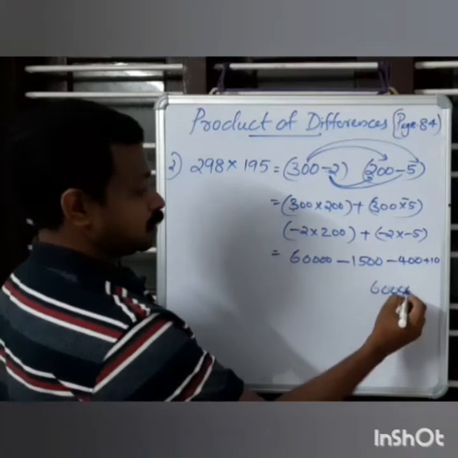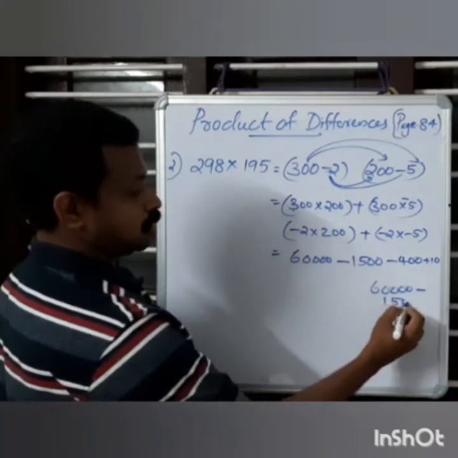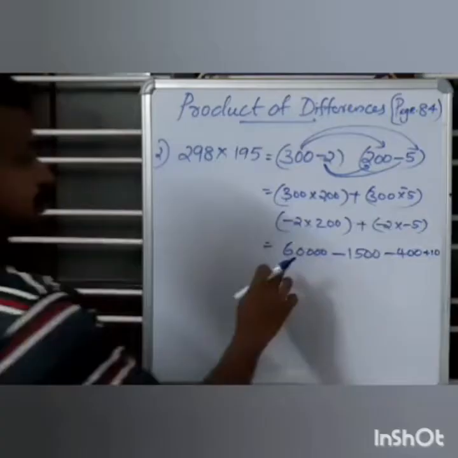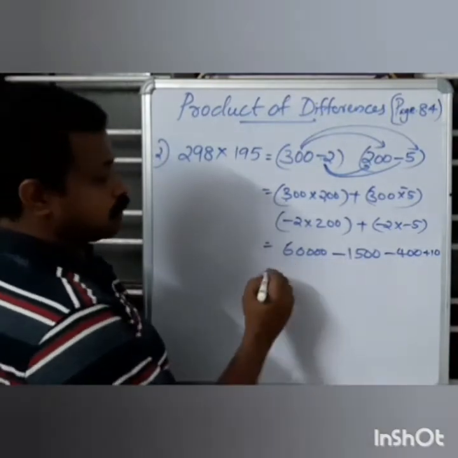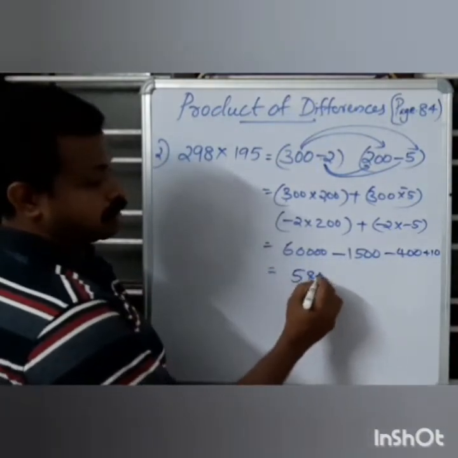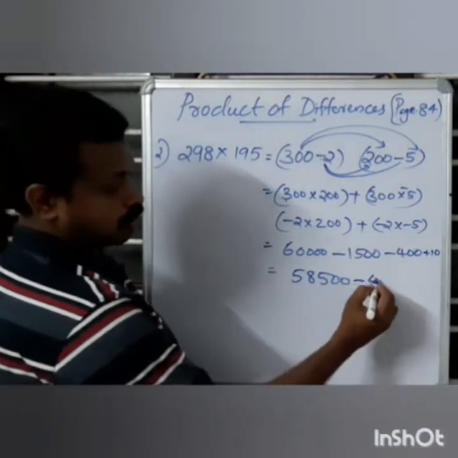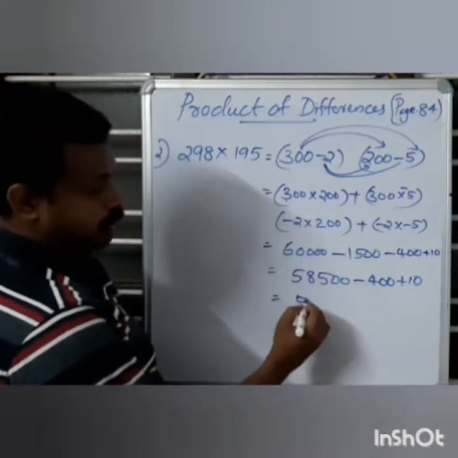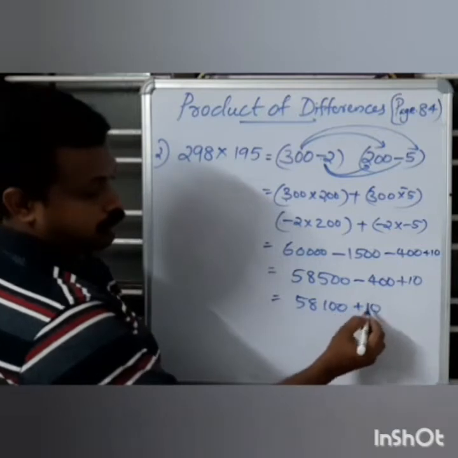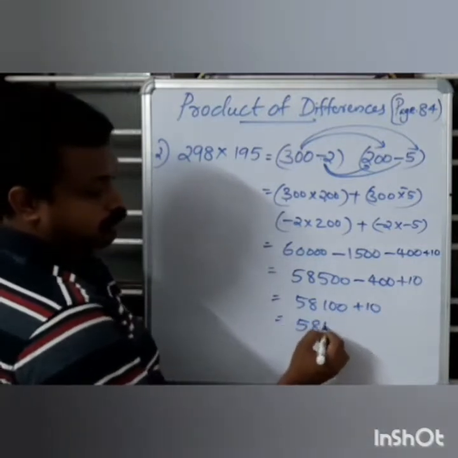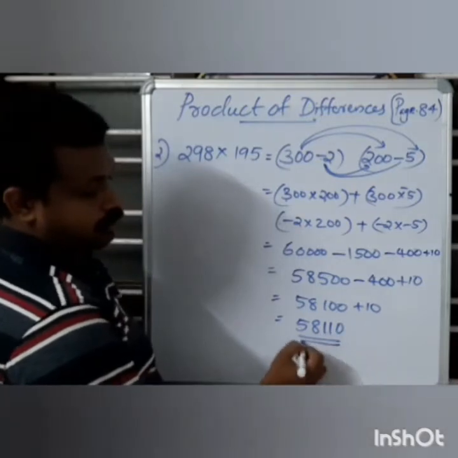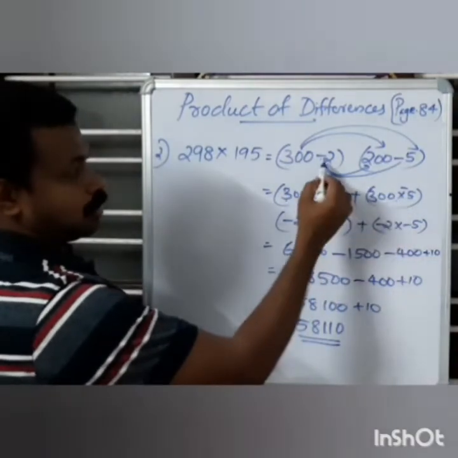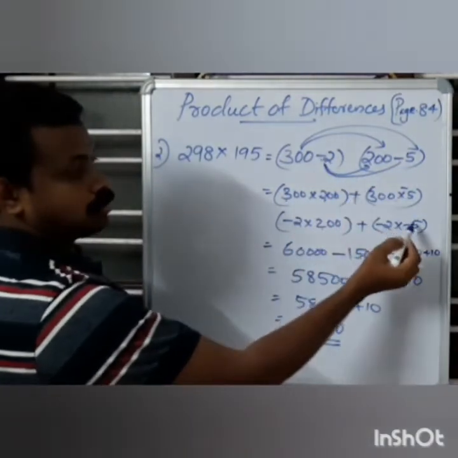So 60,000 minus 1,500 minus 400 and plus 10. So 60,000 minus 1,500 you can write as 58,500 minus 400 plus 10. And if you subtract 400, 58,100 plus 10 will be the answer we are getting, 58,110. So see again, 300 into 200, 300 into minus 5, minus 2 into 200, minus 2 into minus 5.